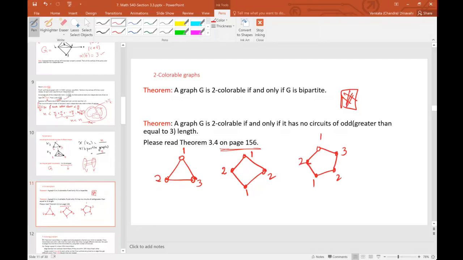So if the graph has an odd circuit inside, then you cannot color it with 2 colors. This is also a very straightforward and simple proof. I want you to go through that on this page. It is just a one-line thing.